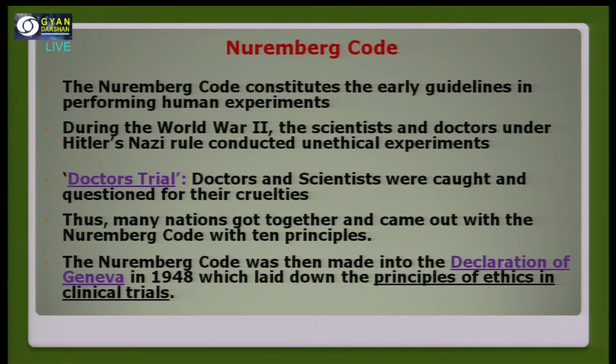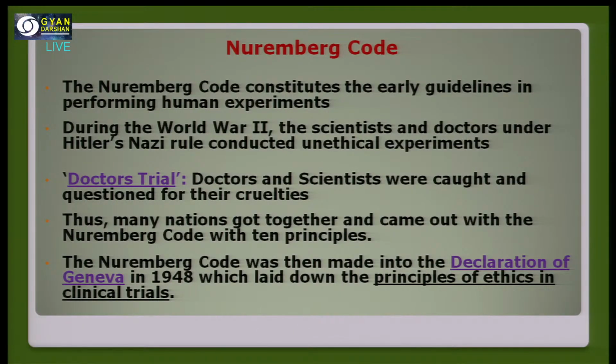As I said, in earlier days, like in the 18th, 19th century, especially during World War II, the scientists and doctors under the Hitler Nazi rule performed a lot of unethical experiments. Now, when a hue and cry was made by society, it was said that these doctors or researchers who performed unethical experiments on the poor, slaves and all should be questioned. They should be made to answer why they did such cruel experiments. And hence there was a doctors' trial, for which the doctors and researchers were caught and questioned by the court of law for the cruelties that they performed.